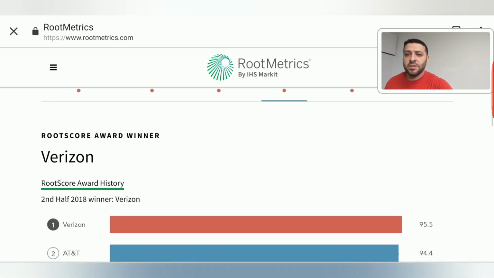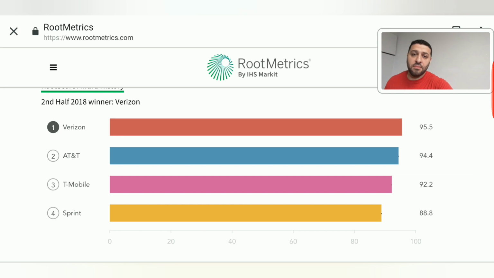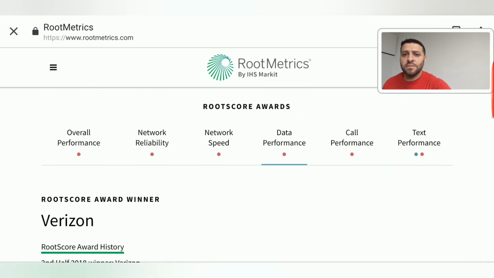Here's data performance, which I think is an important metric, in my opinion. You can see that the carriers are pretty close there, Verizon and AT&T. T-Mobile is not too far behind, and Sprint is a little bit behind T-Mobile there in rankings.